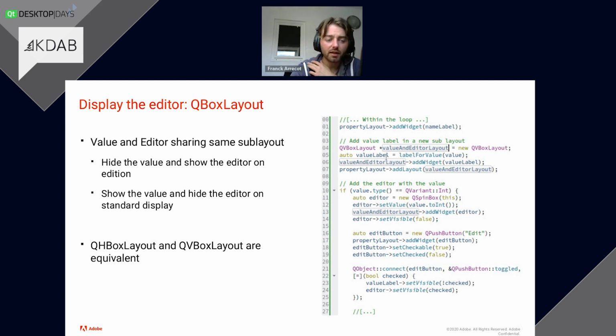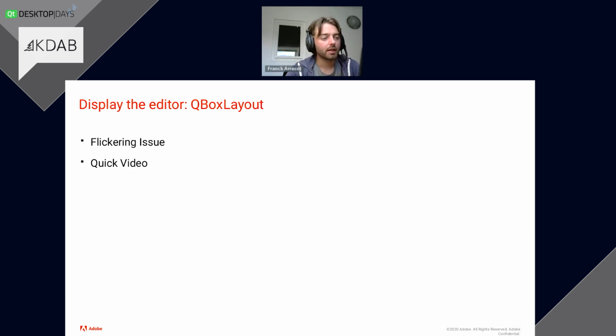We noted that our sub layout is a QVBoxLayout, but it actually doesn't matter. That's what this bullet is saying here. Since only one of them is displayed at a time, the fact that it's aligned horizontally or vertically doesn't really matter, since there is only one. So good. If we do that, we're going to have an issue, which is basically a flickering issue. Let me show you that in a few seconds.